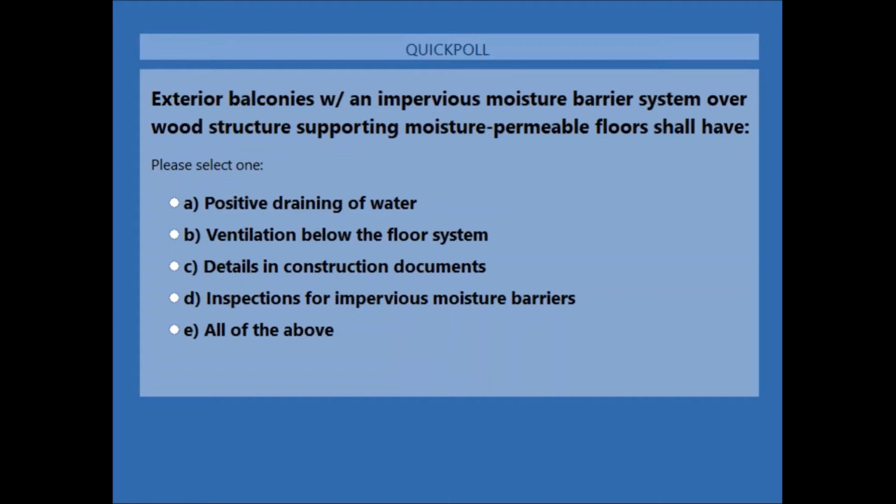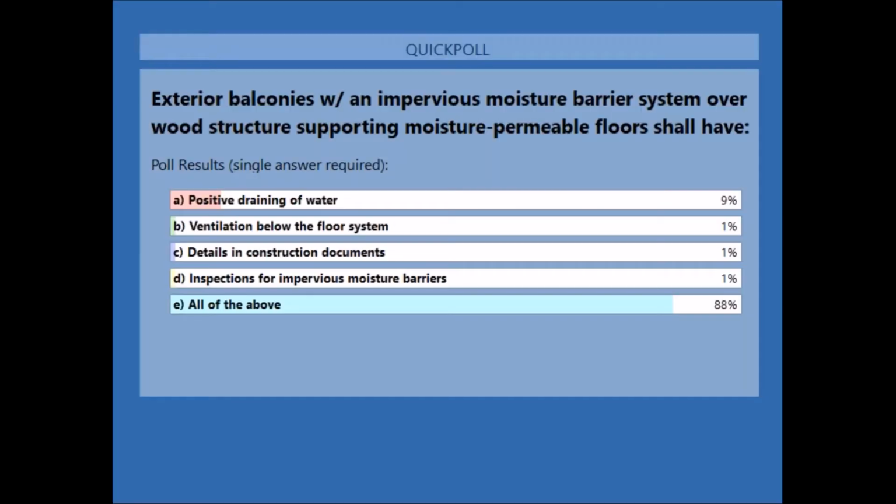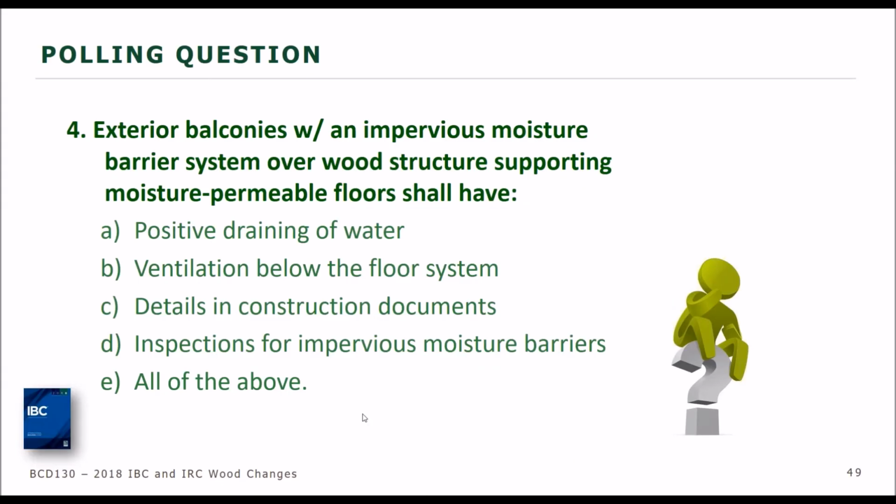Right. So we have about 50% have voted. People are pretty consistently voting, but let's keep going. And I've got about 75% that's just kind of hanging out there, so I'm going to go ahead and close. And so we've got 88% say all of the above, 9% A, positive draining of water, and just 1% in all the others. So I'm going to go ahead and give it back to you, Michelle, and you're going to give us the real answer, please.